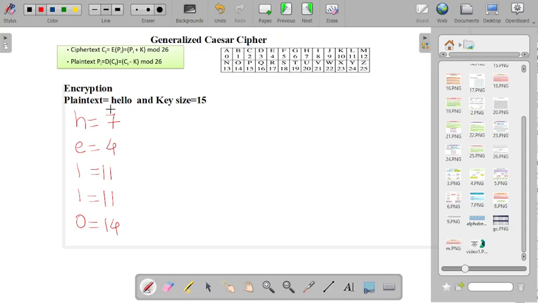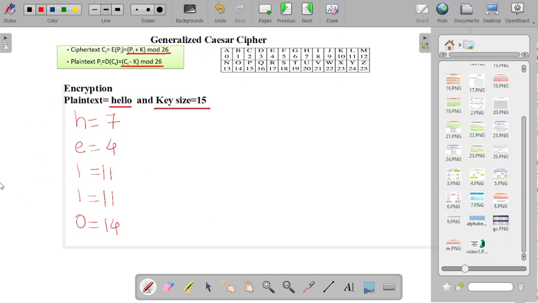In our given example, the plain text is hello and the key size is 15. We have two formulas. For encryption, we are using plain text plus key mod 26, and for decryption, we are using ciphertext minus key mod 26. First, we will go with the encryption process.